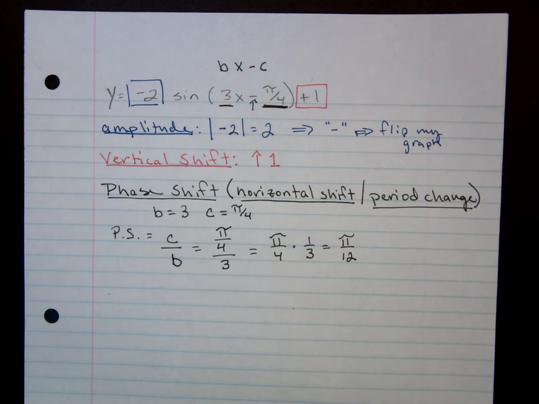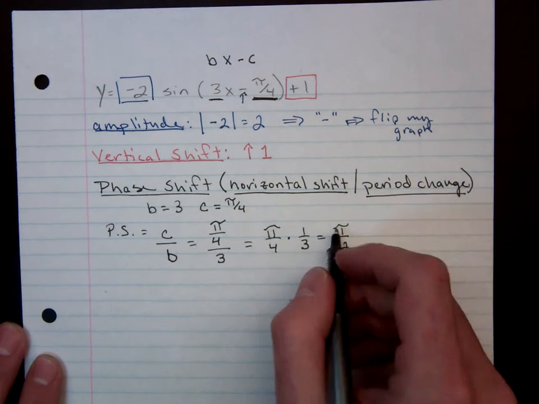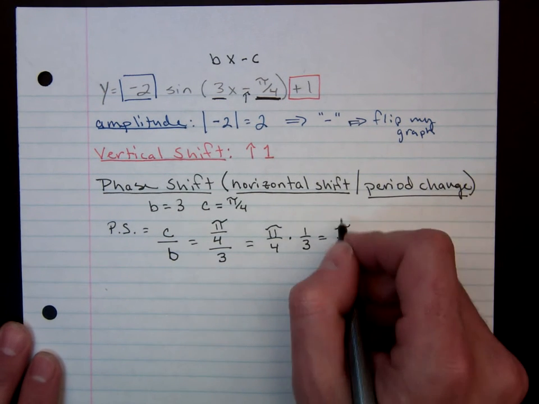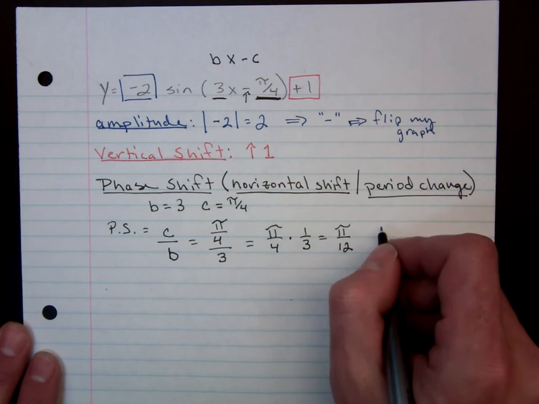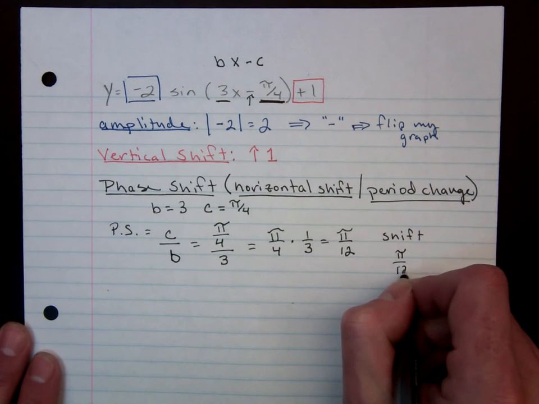And that tells me a couple different things. But one of the big things it tells me is that my starting point will no longer be where it is. This means that I'm going to shift pi over 12 to the right.